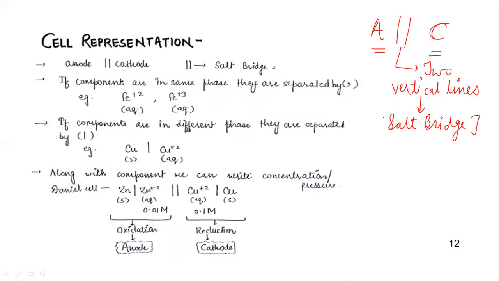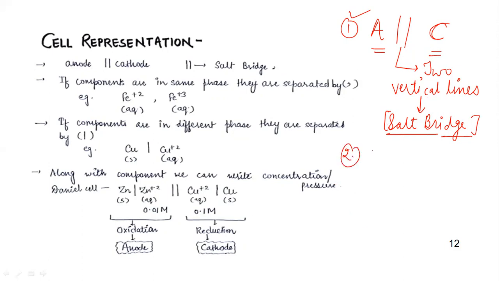Okay, two vertical lines represents what? Salt bridge. Okay, so whenever you have to represent salt bridge, you just have to draw two vertical lines between anode and the cathode. Okay, now let's understand the second concept.